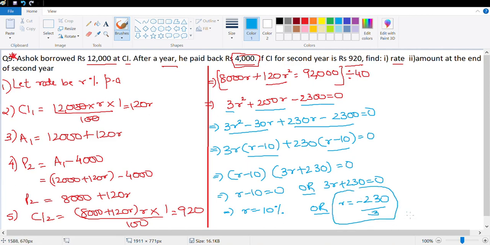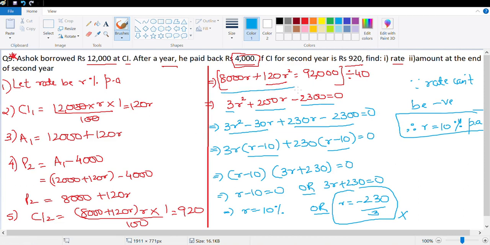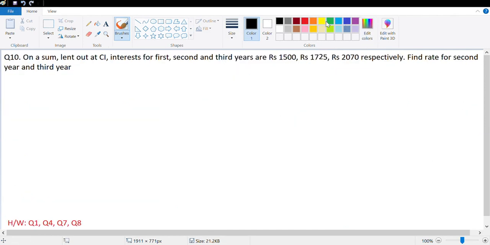Now rate cannot be negative, so since a rate can't be negative, therefore R is equal to 10% per annum. Now that's the reason why I asked you to put a star on this question, because this gets converted into a quadratic and then it takes time to solve a quadratic equation. Good, interesting question.